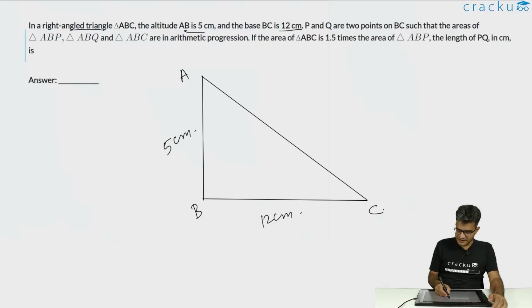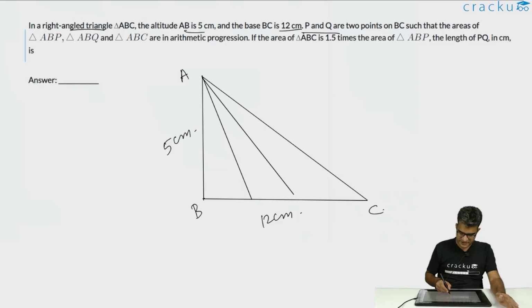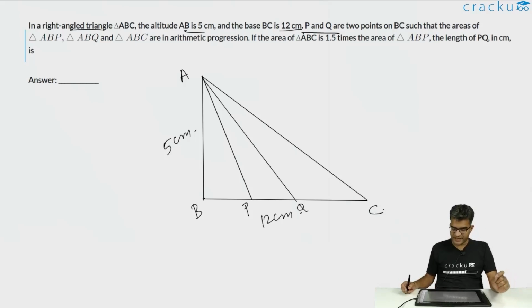P and Q are points on BC such that the areas of ABP, ABQ, and ABC are in an arithmetic progression. So this is P, this is Q. If the area of triangle ABC is 1.5 times the area of triangle ABP, find the length of PQ in centimeters. What is the area of triangle ABC?